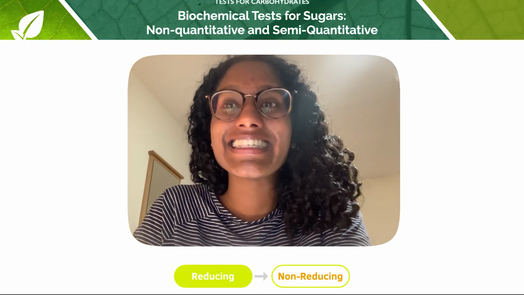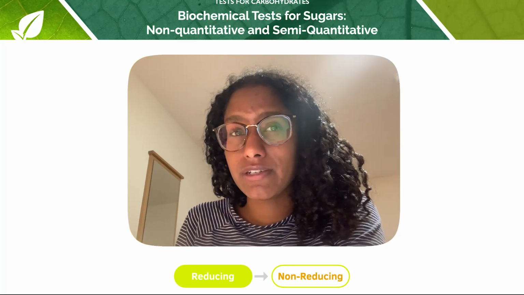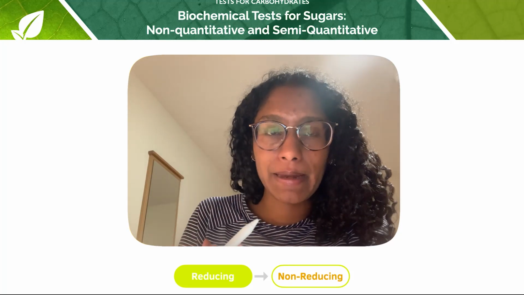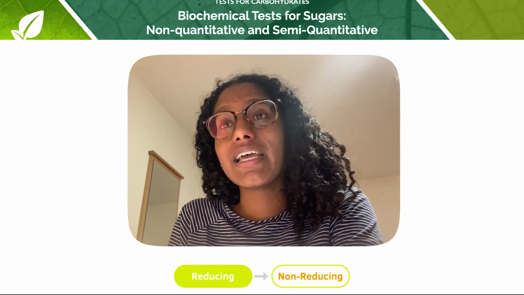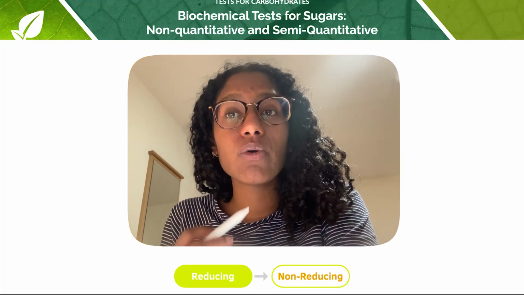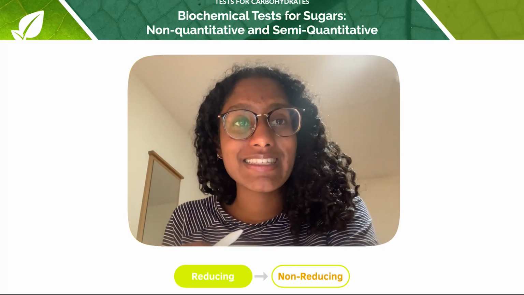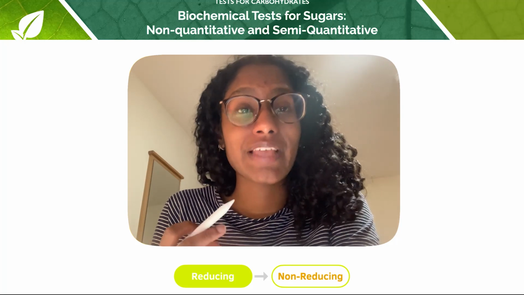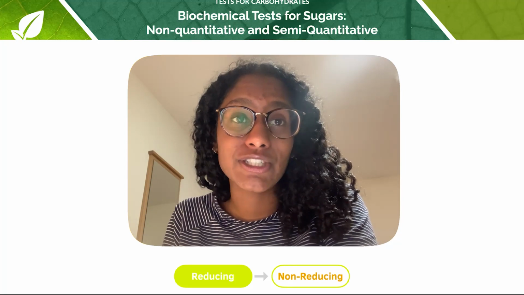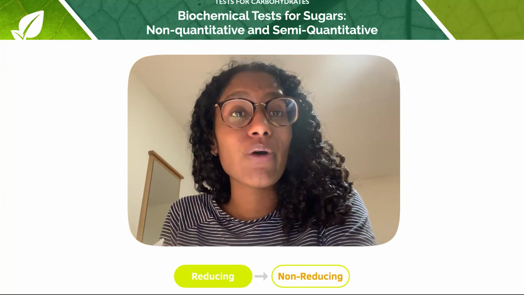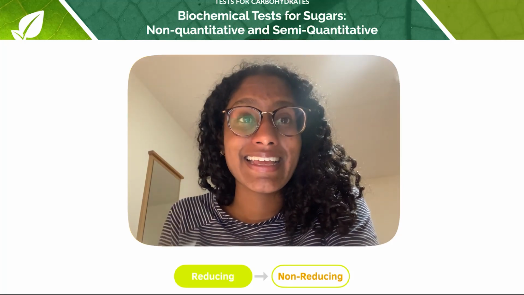So Benedict's test is semi-quantitative. I've already told you that a precipitate forms if a reducing sugar is present, that orange-red precipitate. All it means by saying that Benedict's test is semi-quantitative is that depending on how strong the orange-red solution is, this can be measured and this correlates to the concentration of reducing sugar in the solution. So Benedict's test doesn't only tell you whether reducing sugar is present or not, it actually tells you roughly an estimate of how high the concentration of reducing sugar is in this solution.